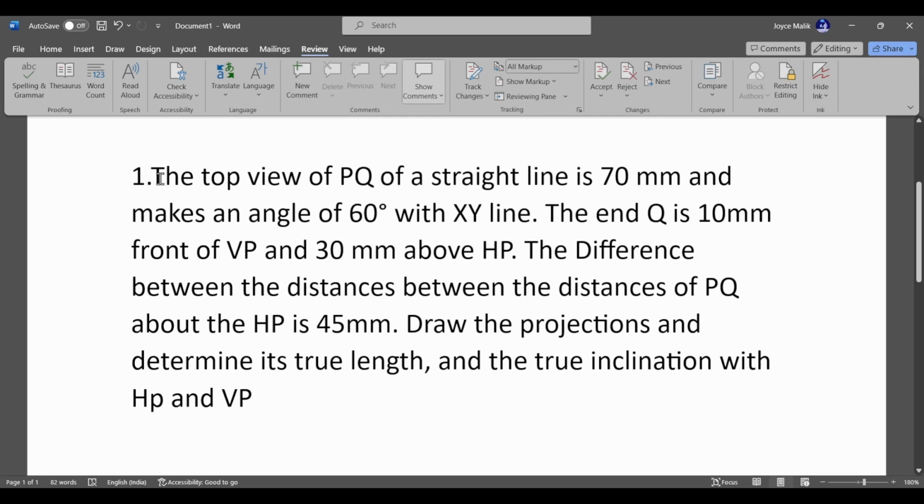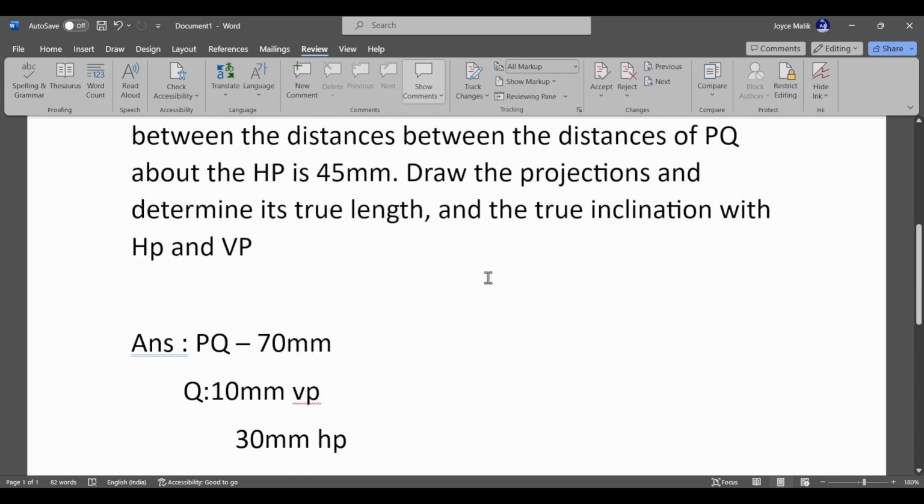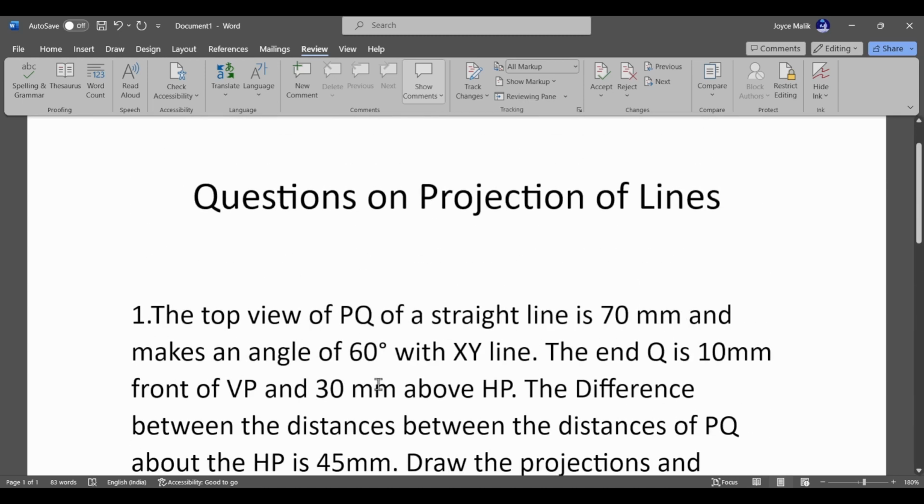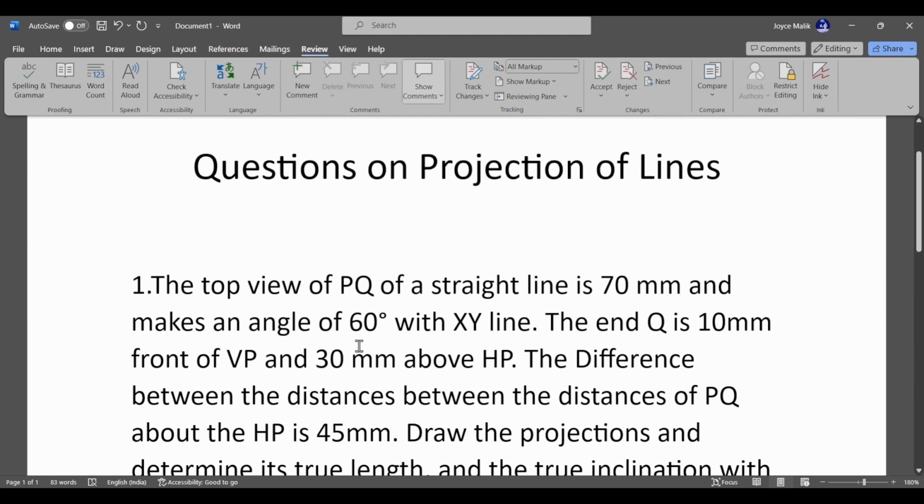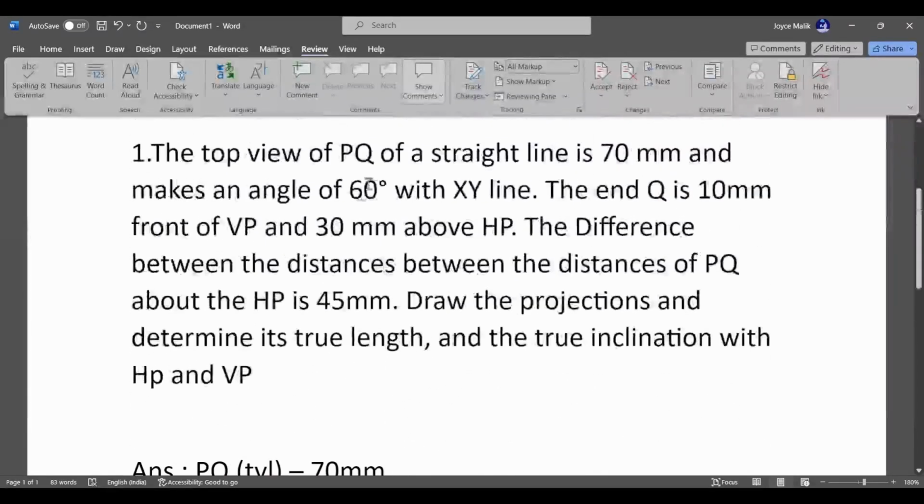Let's start. The top view of PQ of a straight line is 70 mm and makes an angle of 60 degree with the XY line. So the top view of PQ of a straight line is 70 mm. That means the top view length, TVL, is 70 mm given to us, and it makes an angle of 60 degree, which is beta. So beta is 60 degree.